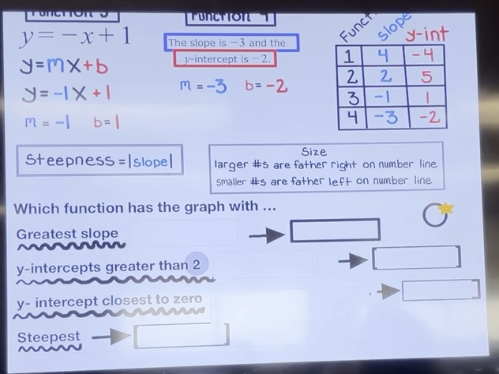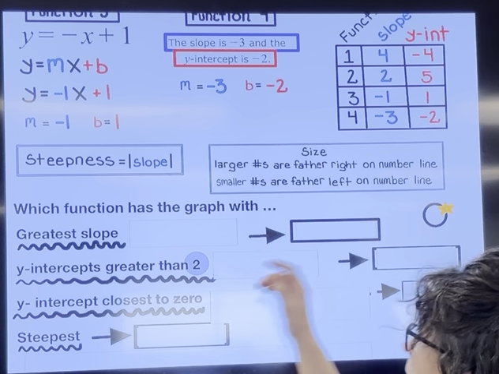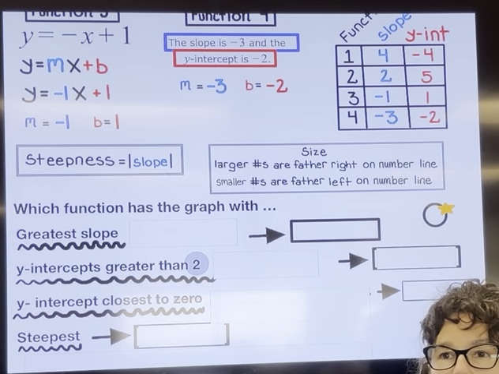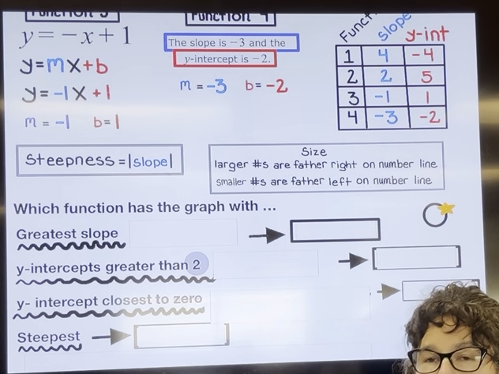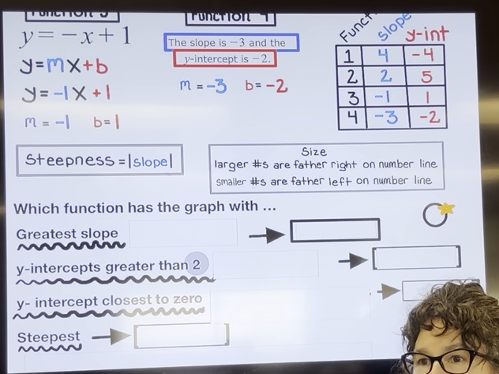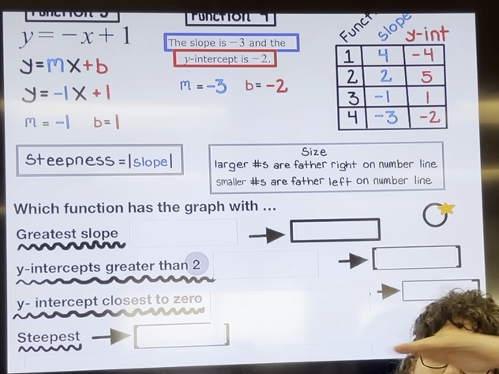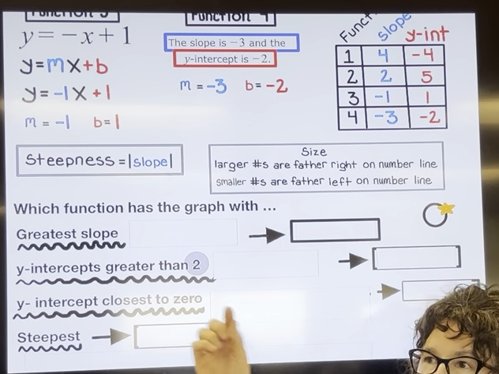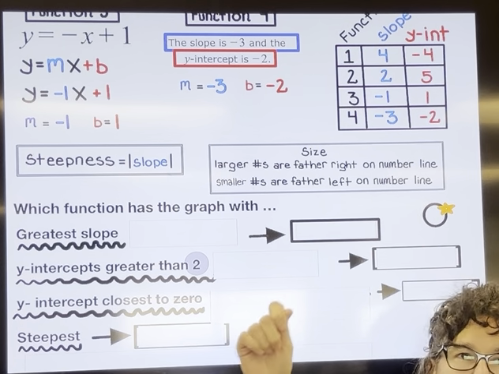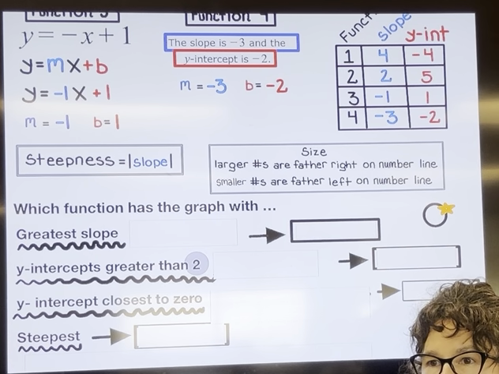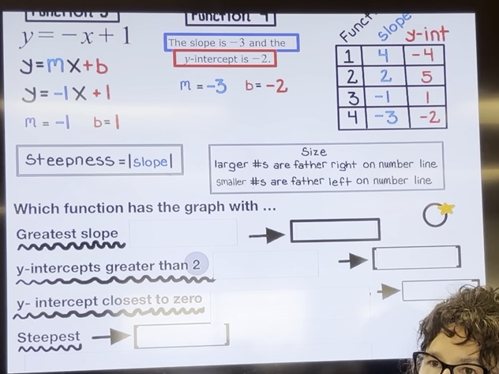Okay, so anytime you're asked a question about size, something's bigger or something smaller, we're going to think about the number line. As you move to the right on the number line, things get bigger. 1, 2, 3, 4, 5. So moving right is larger and moving left is smaller.